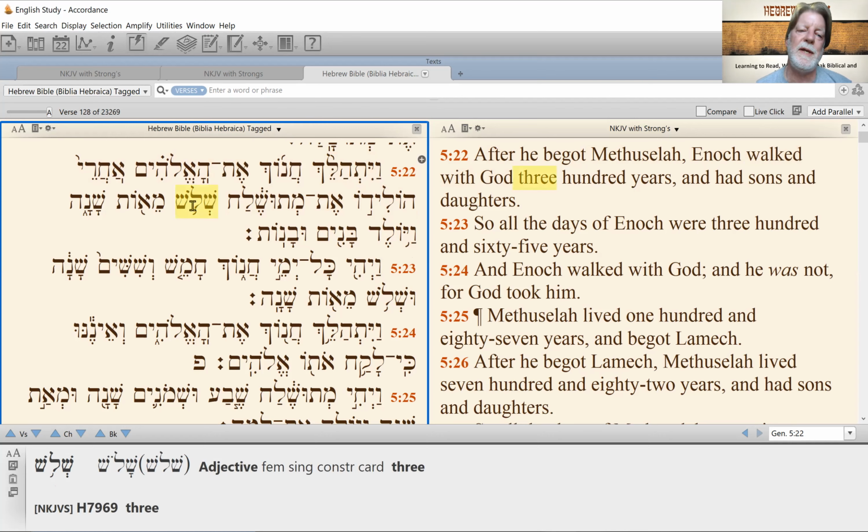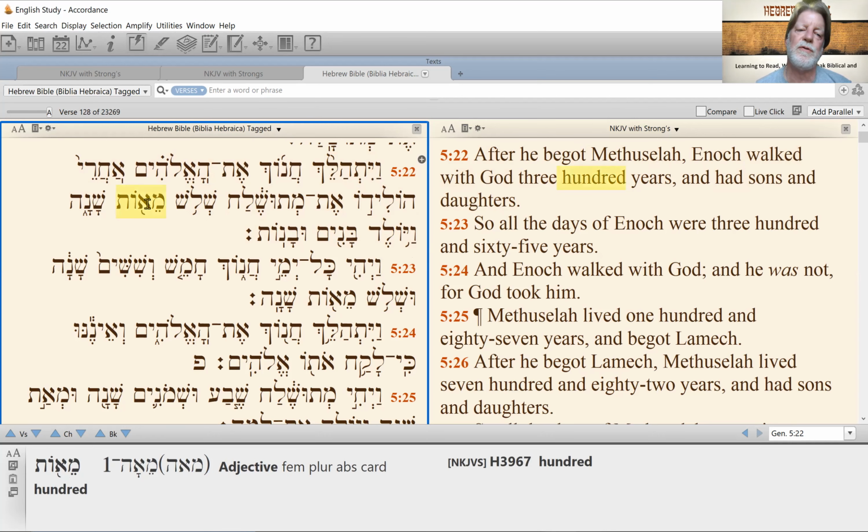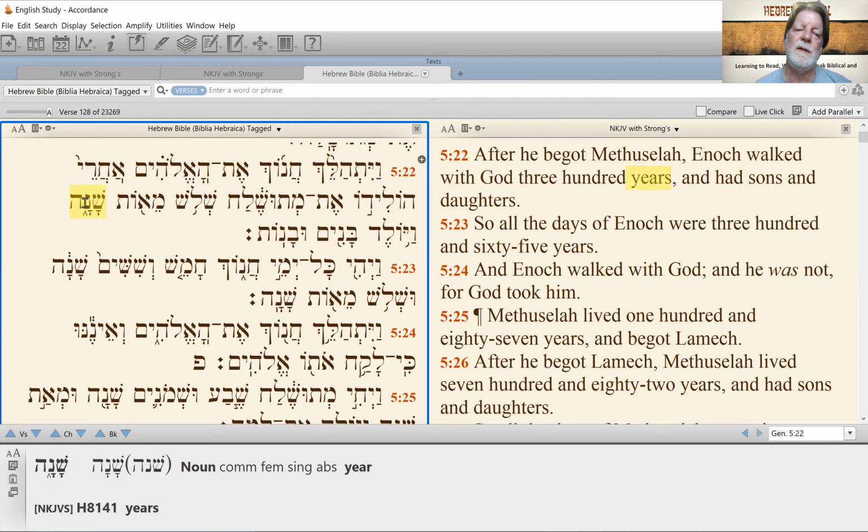Shalosh meot, 300, shana, vayoled, and he caused to be born banim ubanot. Did I do the number here? He walked after Methuselah was born, shalosh meot, 300 years. Vayoled banim ubanot. Now, I would expect that the next verse, well, let's go ahead to the next verse, and I'll tell you what I expect.